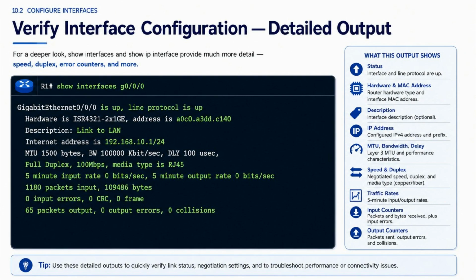For deeper troubleshooting, show interfaces and show ip interface give far more detail: speed, duplex, MTU, bandwidth, error counters, and packet statistics. Walk the sample output on screen, pointing out the full duplex/100 megabits per second line, and the input/output error counts as things worth checking when diagnosing a slow or flaky link.